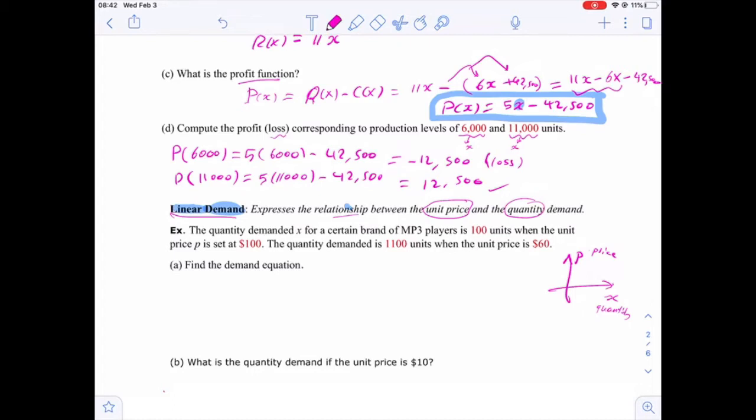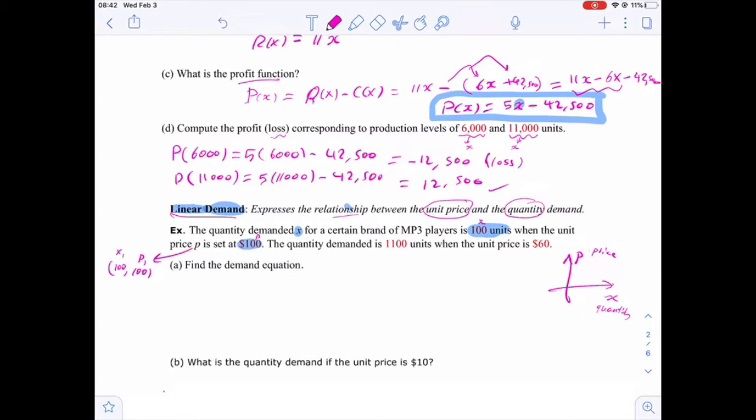So let's take an example. The quantity demanded x for a certain brand of MP3 players is 100 units when the unit price is $100. So we can find an ordered pair here. This is x and this is the corresponding p. So from this we have the ordered pair 100. This is x and the corresponding price is 100 as well. So this is x1, this is p1.